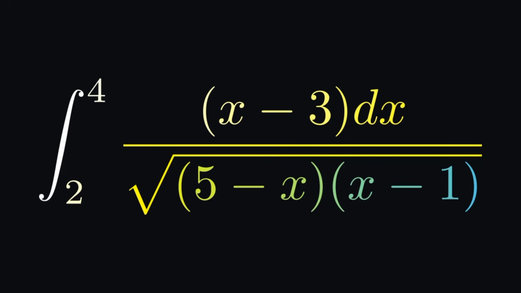We need to evaluate the definite integral from 2 to 4 of (x minus 3), all divided by the square root of (5 minus x)(x minus 1). This is a Tier 2 integration problem where we'll use algebraic manipulation and substitution.